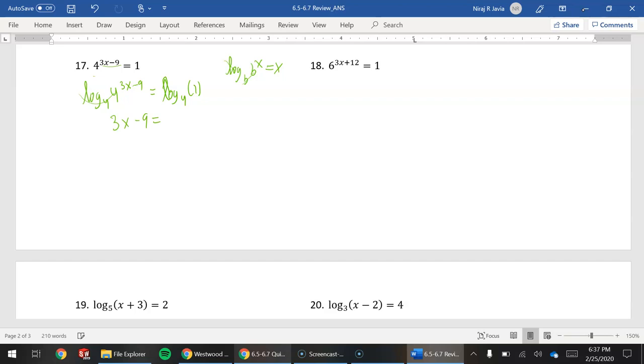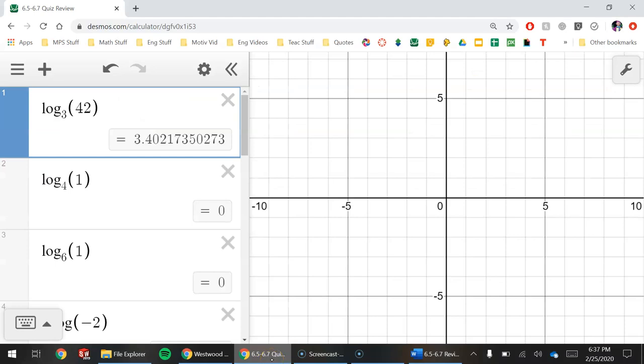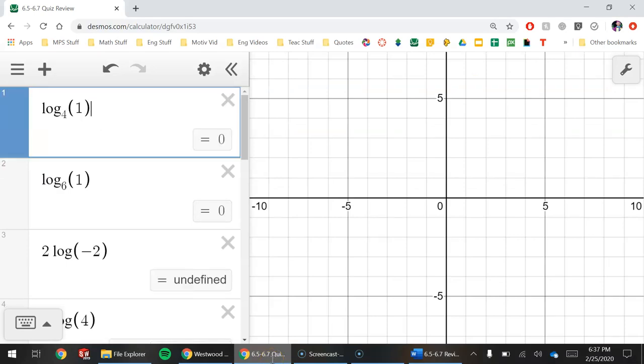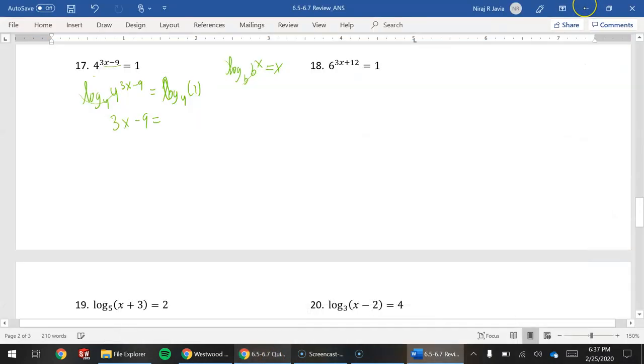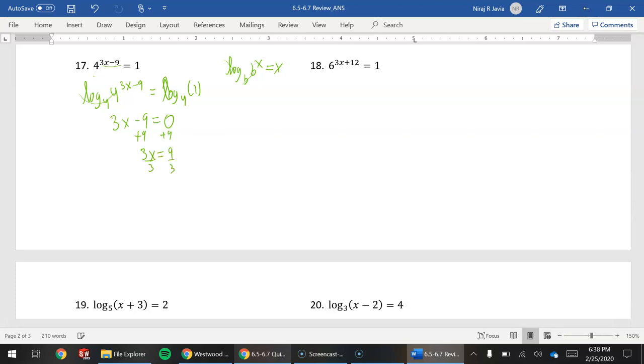If I plug in log base 4 of 1, let's evaluate it. Log base 4 of 1 is actually 0. Still want to solve for x, so I'm going to add 9. 3x is equal to 9, divide by 3, divide by 3, we get x is equal to 3. So use that inverse property to unlock the greatness that we just did.